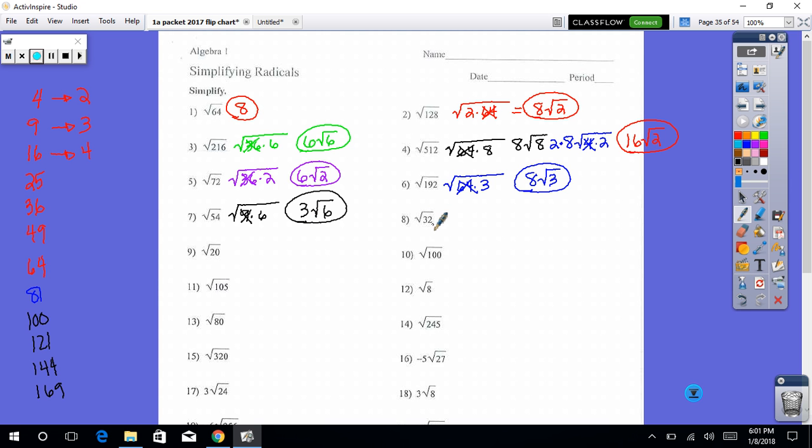Okay, number 8, 32. Again, let's probably jump right in here and start at 16. So 32 divided by 16 is 2. So I can rewrite that as 2 times 16. Again, you know that the square root of 16 is 4, so we pull the 4 out to the front, and you are left with radical 2.